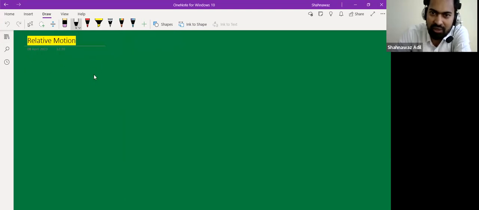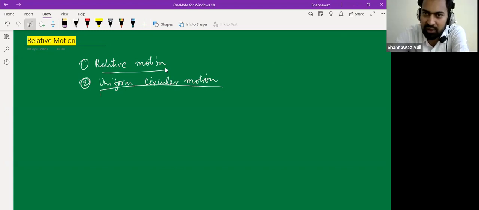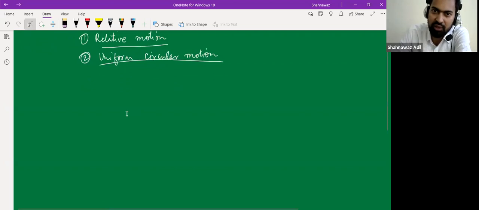So in today's class, we will be studying about the relative motion as the topic suggests. And the second one will be the uniform circular motion. But before I do that, let's do a quick revision of motion in 2D, right? So only the 2D part.